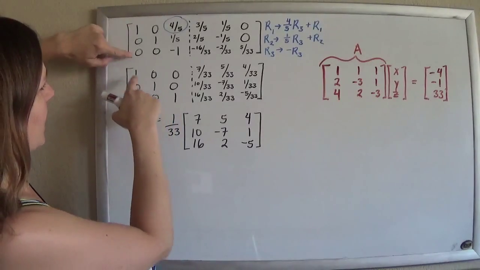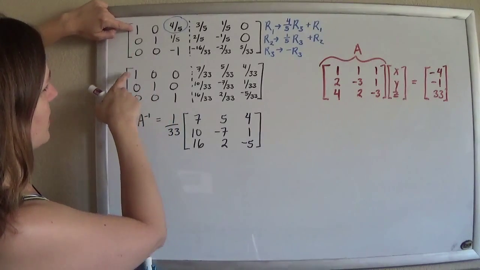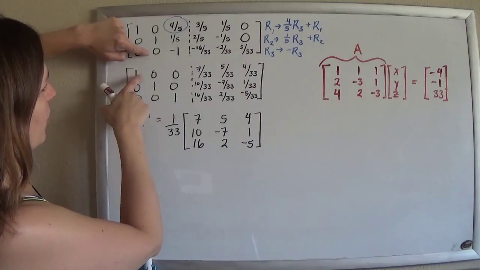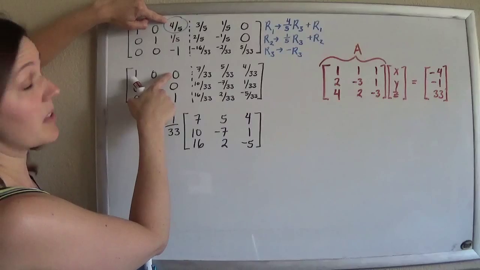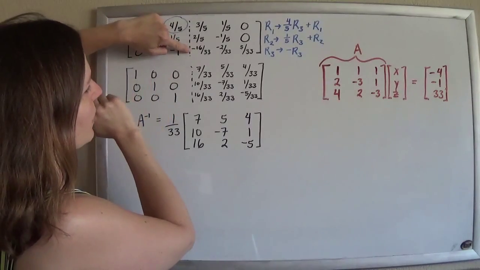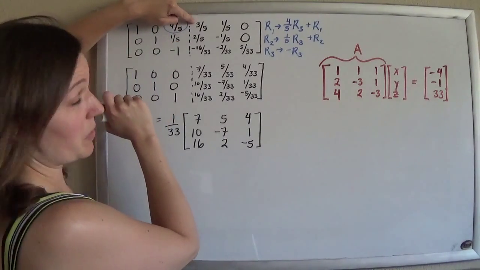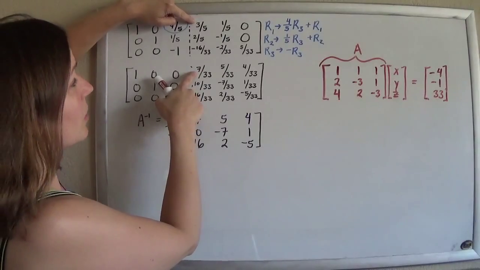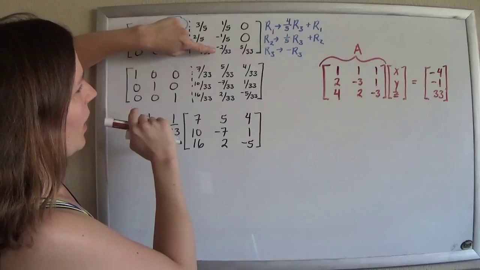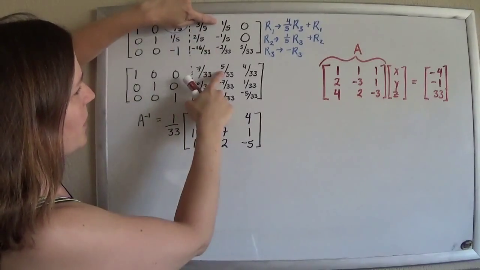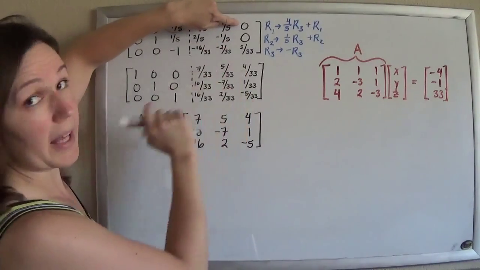So 4/5 times this plus that gave me 1. 4/5 times 0 plus 0 gave me 0. 4/5 times negative 1 plus 4/5 gave me the 0 that I wanted. 4/5 times negative 16 over 33 plus 3/5 gives you 7 over 33. Have fun with that. But it's not so bad, just take it over the side. 4/5 times that plus that gave me that. 4/5 times that plus that gave me that.